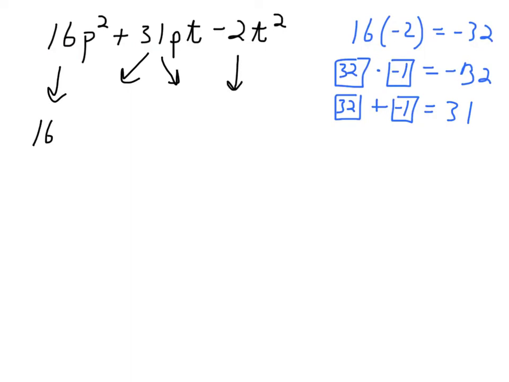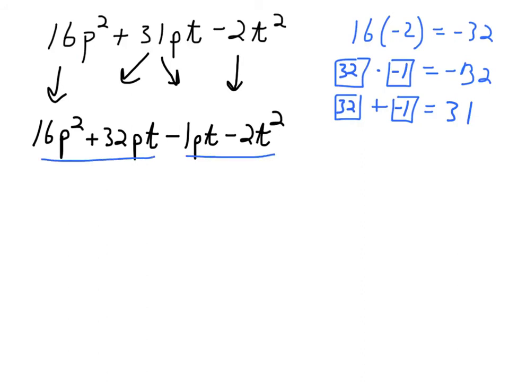So we have 16p squared plus 32pt minus 1pt minus 2t squared. Okay, now we'll group the first two and the second two. The common factor in the first two would be 16p, and when we factor that out, we're left with p plus 2t.